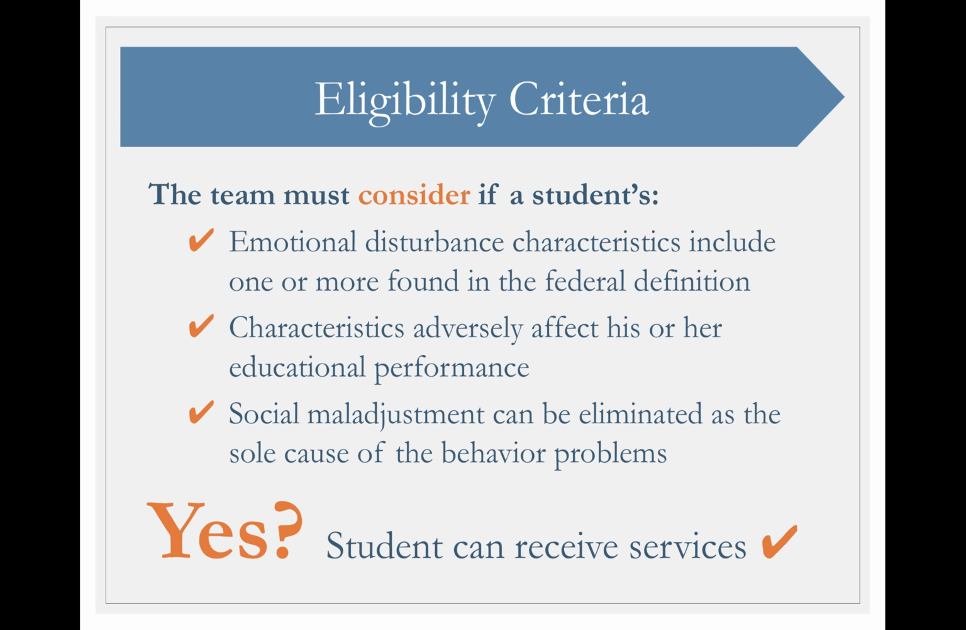To be eligible for services, we have to consider whether the emotional disturbance characteristics include one or more found in the federal definition. We have to look at characteristics that adversely affect educational performance, and we have to really take a look at whether or not it's a social maladjustment problem, okay? We cannot label a child with emotional disturbance if there's only a social maladjustment problem, okay? But if we have these, we consider the child eligible for services for special education.